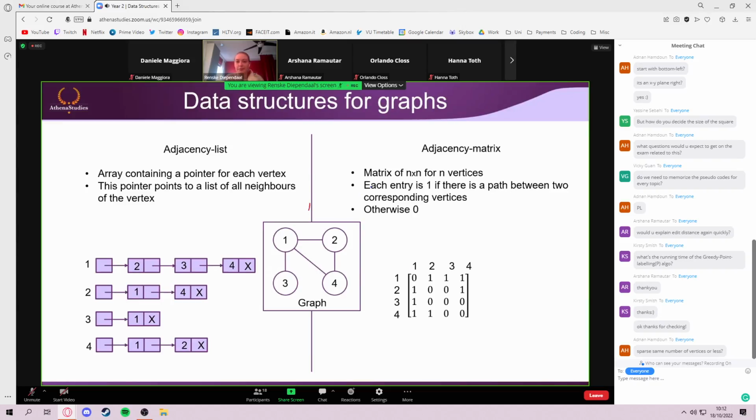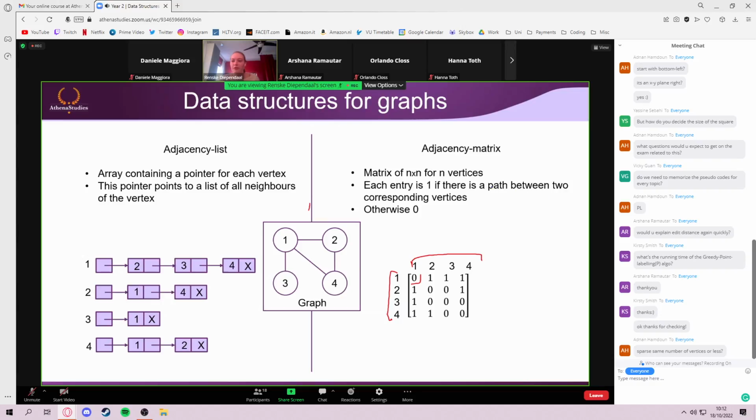Oh, yeah. So let's say we have the same graph, and we try to make a matrix. What we do is we write down the vertices on each side. So we just do 1, 2, 3, 4. And each entry, each cell over here, is going to be 1 if there's a path between the two corresponding vertices.